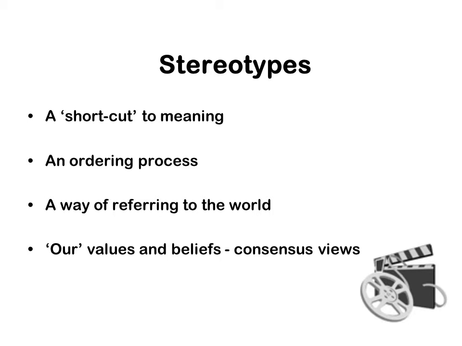A stereotype here is a shortcut to meaning which has an ordering process. It's also a way of referring to the world. It's our values and beliefs, which is a conscious view. So stereotypes are simplifications, a shortcut that helps us become immersed in the world of the film in terms of how we can represent specific people in a society. So stereotypes do have their own origin in the real world. They are a key type of representation in a film. They often represent groups rather than individuals.